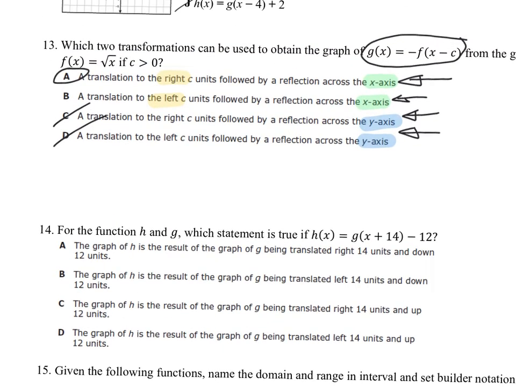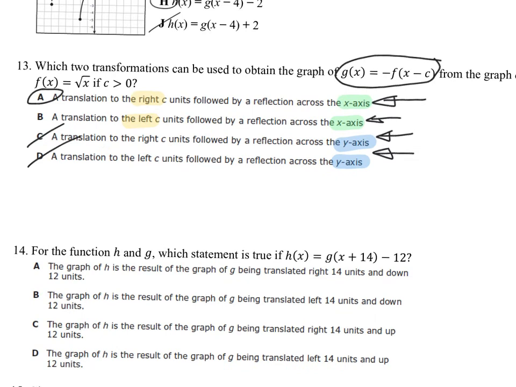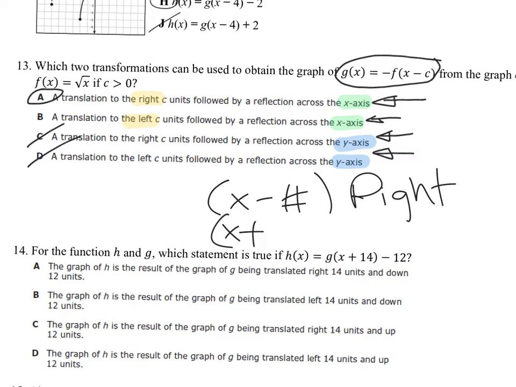So it goes to the right. If you have something like x minus a number, that means right. If you have plus, no problem, sir, that means left. Okay.